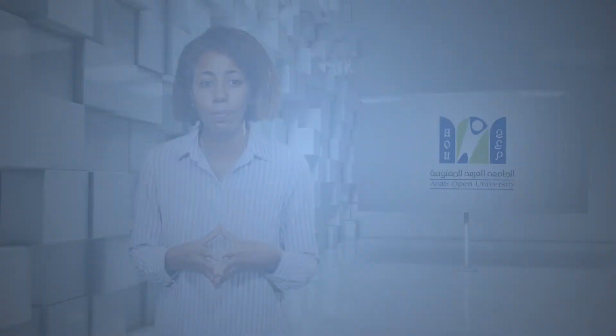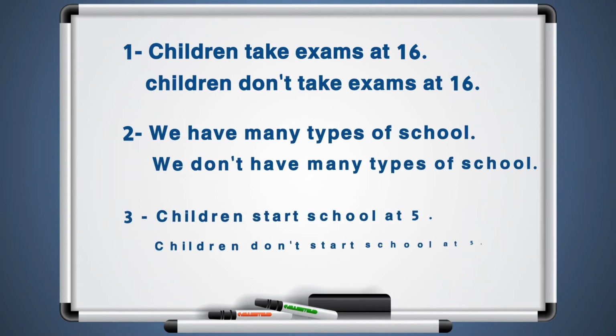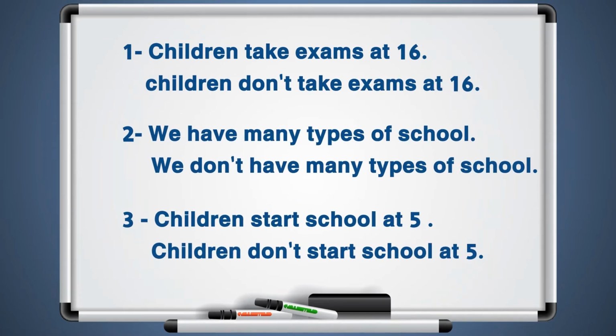So let's check together the following statements and how we can negate them. Make negative general sentences and ask questions as well. Children take exams at 16. Children don't take exams at 16. We have many types of school. We don't have many types of school.